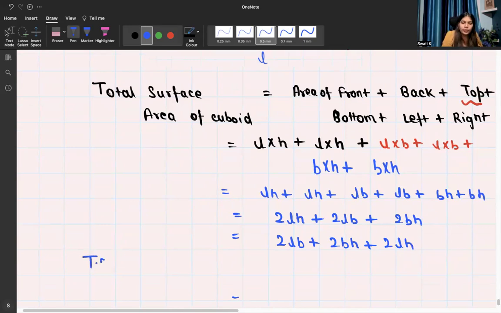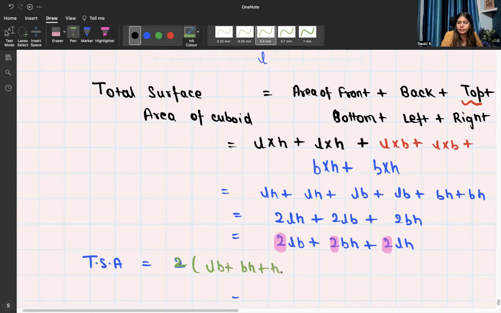So what is the total surface area of a cuboid? If I take the 2 common, why will I take 2 common? As you can see, 2 is coming everywhere, so I can take that 2 common. Now let me change the color a little bit, because I have been using the same color. So twice of LB plus BH plus HL.